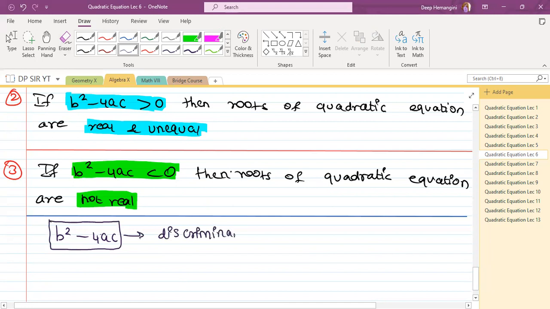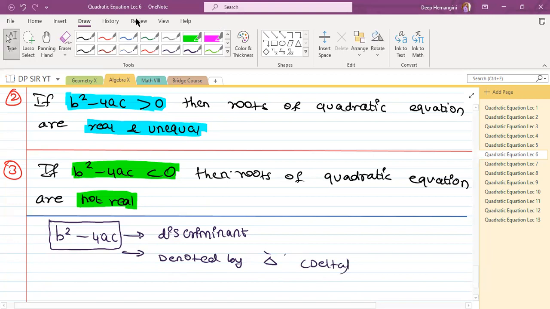Discriminant is denoted by a triangle, known as delta. This is also known as delta. So don't forget the sign. There is a triangle and it is known as delta.